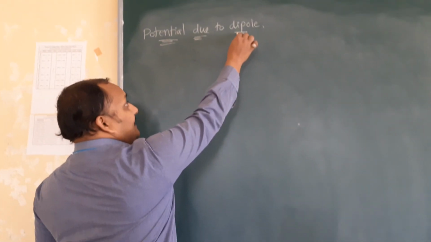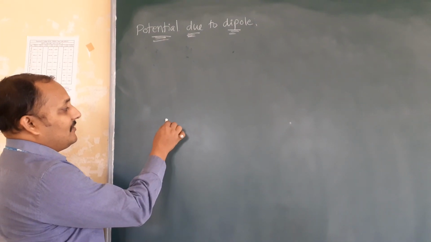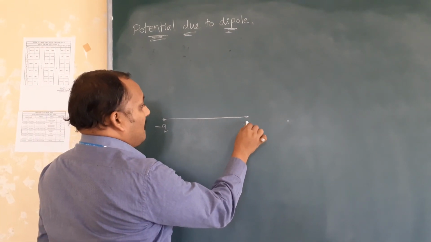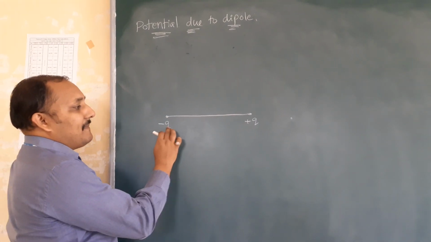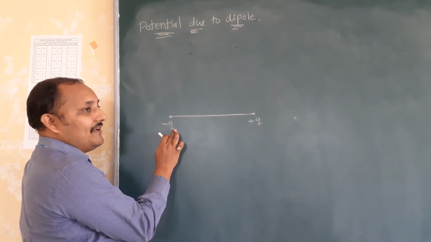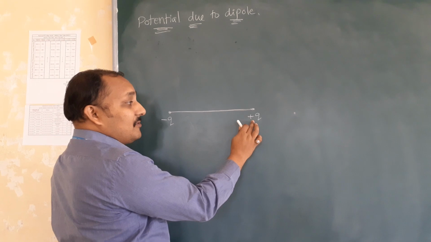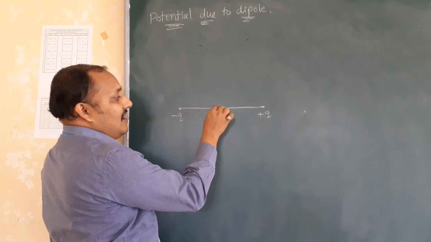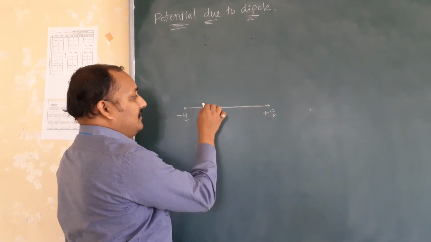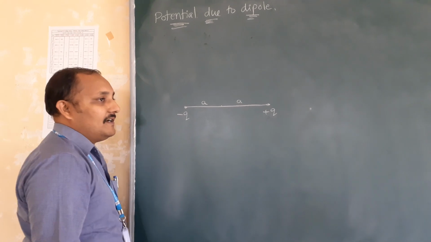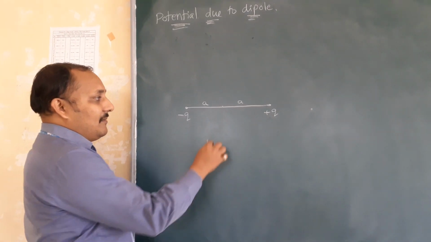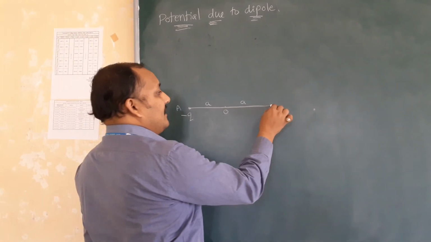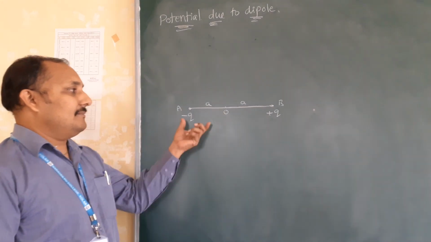For this, consider a dipole. You came to know it is two equal and opposite charges. Equal and opposite means the magnitude is the same, q, but this one is the positive charge and this one is the negative charge, separated by some distance. From minus q to plus q the distance is 2a. You already learned this in the first lesson. This is nothing but a dipole. Here O is the center of the dipole. Let us assume this is A and this is B.